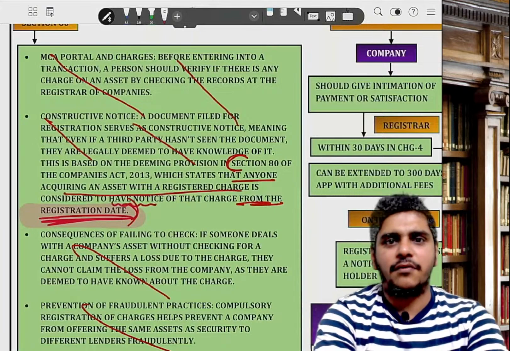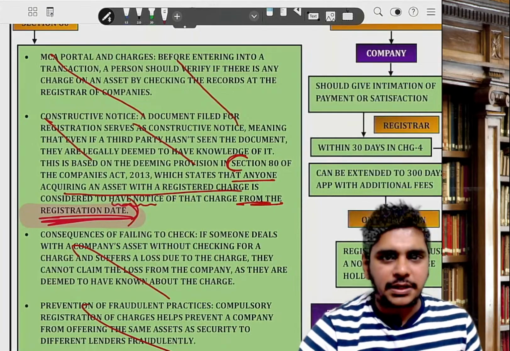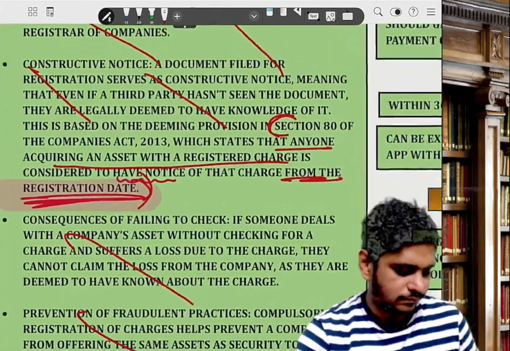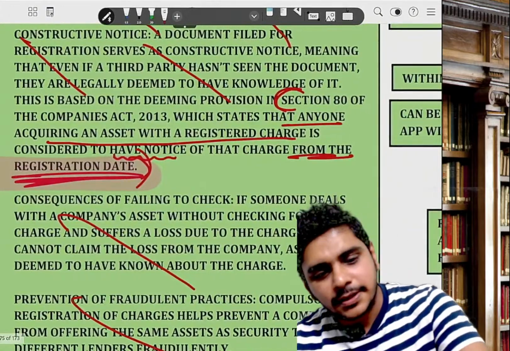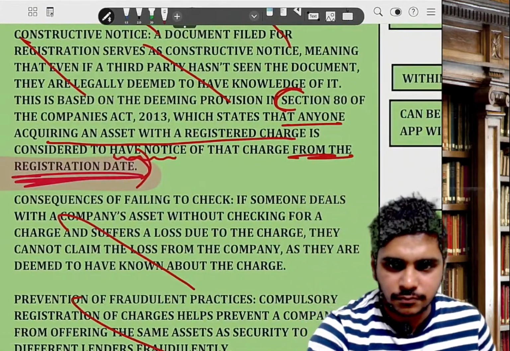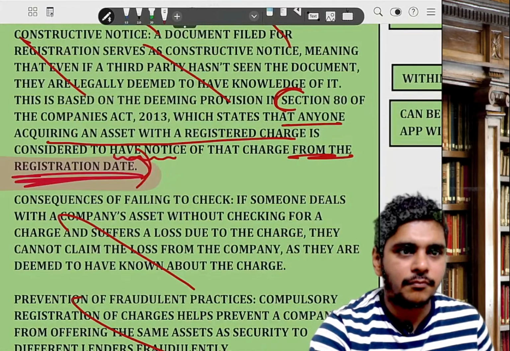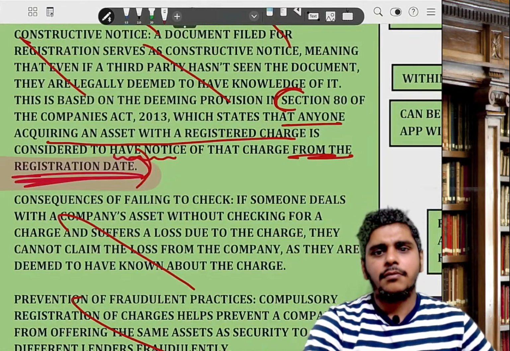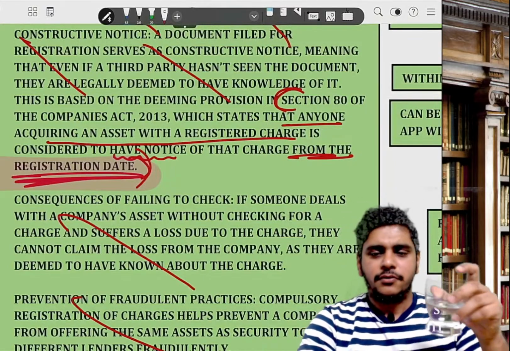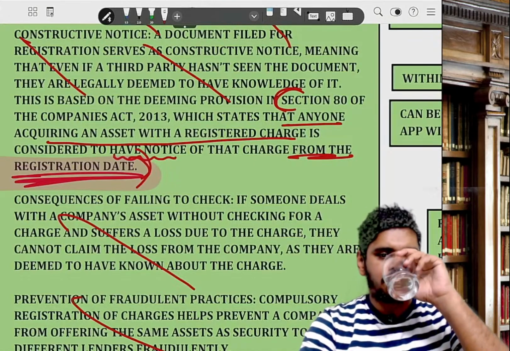The buyer will have a notice of a charge. The third party will have a notice of charge from which date? Section number 80 we have done in the notes. Very important, very important.